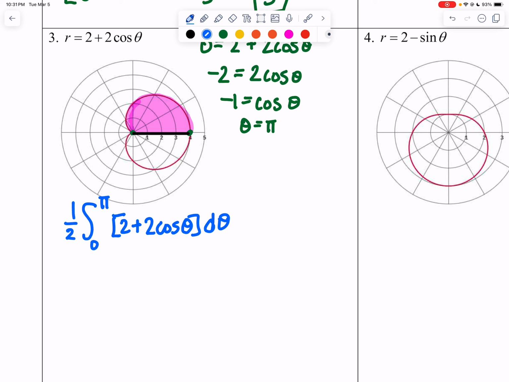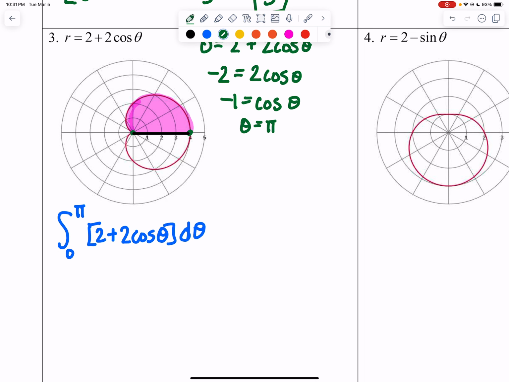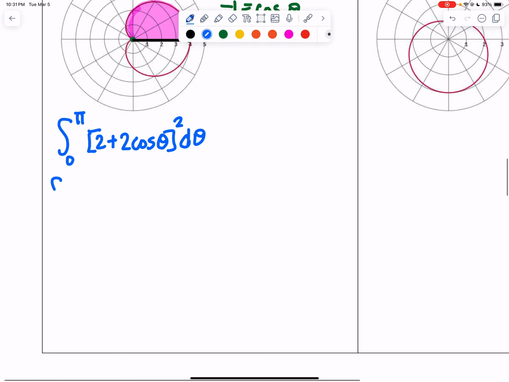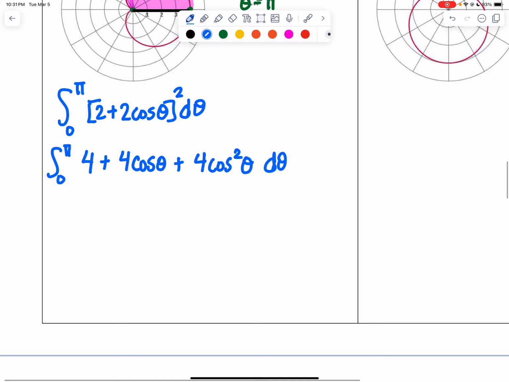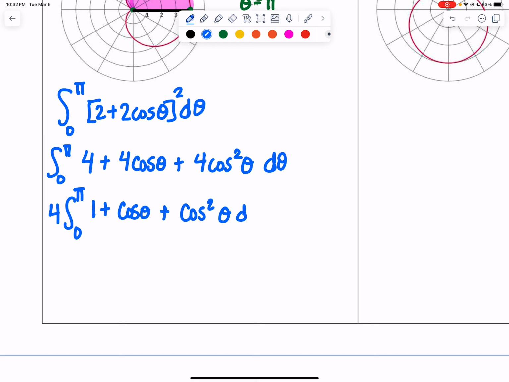Because I want to find the area of the whole curve right here, and because this is symmetric, I'm going to multiply by 2. And since I'm multiplying by 2, 2 times 1/2 is just going to be 1. So now I'm just going to evaluate what this is. Of course, I forgot to square this. Square. So if I do that, I'm going to get 4 plus 4 cosine of theta plus 4 cosine square of theta d theta. I'm going to factor out a 4 just so that life is simpler. 1 plus cosine of theta plus cosine square of theta d theta.